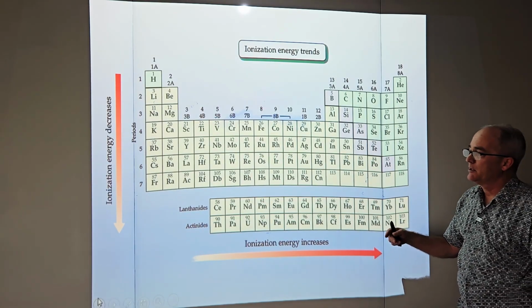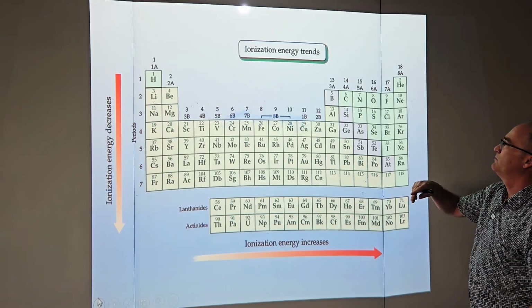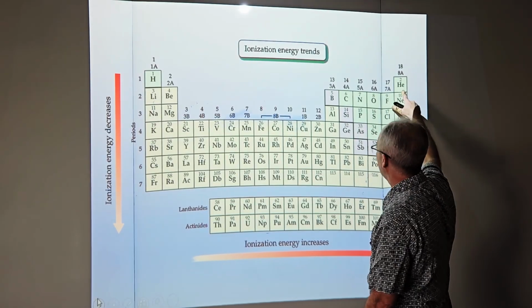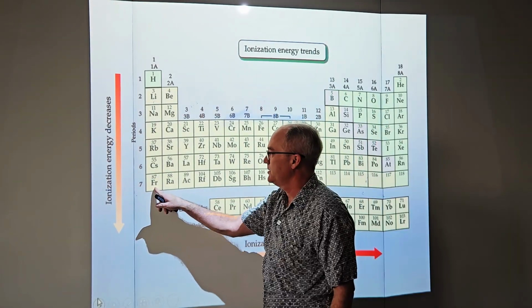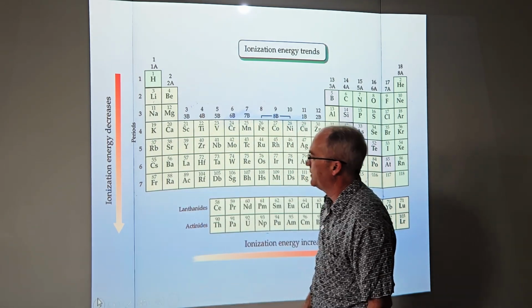So maybe when we meet on Monday, I'll draw these. I like the trend arrows to point in the same direction. So this has the highest ionization energy, and it's the least metallic element. Francium has the lowest ionization energy and is the most metallic element.